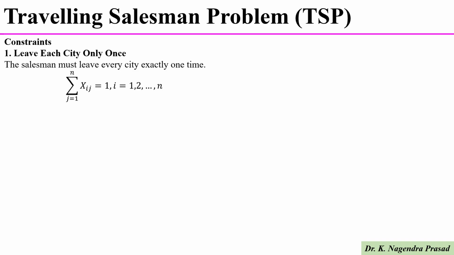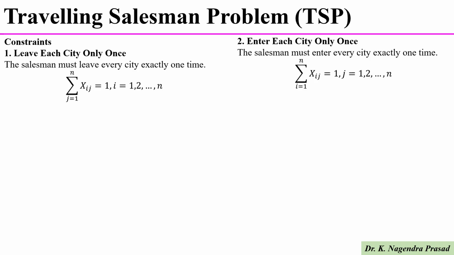Let's see the constraints of the traveling salesman problem. The first constraint is to leave each city only once. So for leaving, we have to consider summation of j equal to 1 to n, Xij equal to 1, where i equals 1, 2, 3 up to n. Similarly, the second constraint is to enter each city only once. So for entering, we have to consider summation of i equal to 1 to n, Xij equal to 1, where j equals 1, 2, 3 up to n.